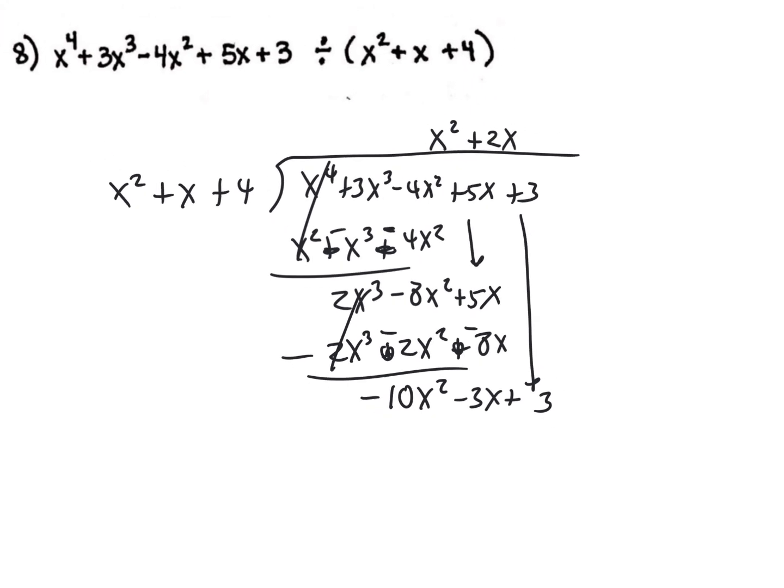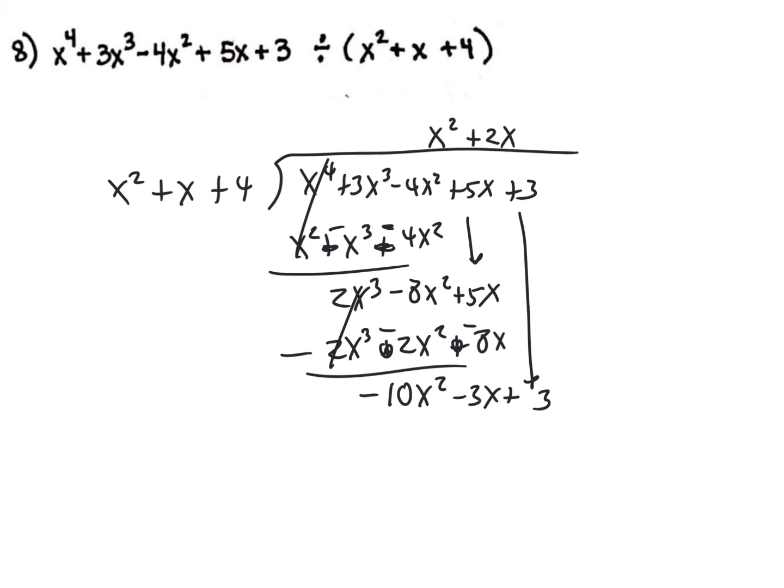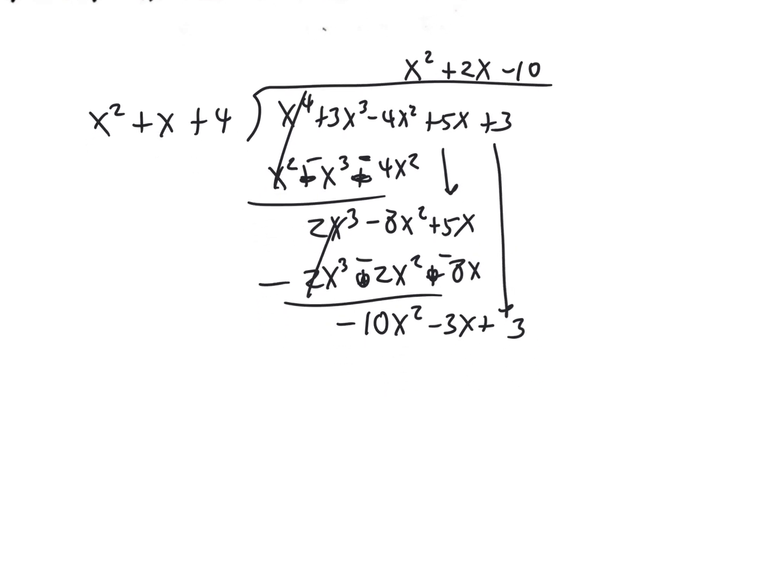Then we perform the same process. X squared times what number gives you a negative 10x squared? That would become negative 10. So obviously, negative 10x squared minus 10x minus 40. Change the sign across the board. That would become 7x plus 43, unless I'm missing something.